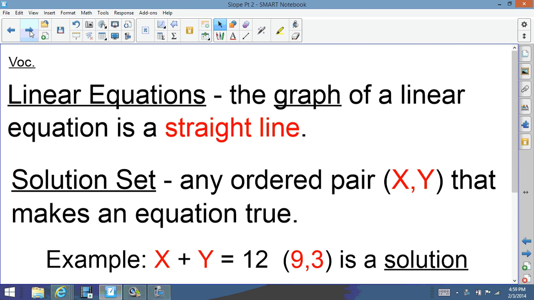In linear equations, the graph of a linear equation is a straight line. The solution set is any ordered pair called x and y that makes the equation true. For example, x plus y equals 12. That would be a linear equation, where a value of x would be 9 and y would be 3, and that is the solution because 9 plus 3 is 12. So our coordinate (x, y), (9, 3), gives us 12, which would be the solution to this equation.